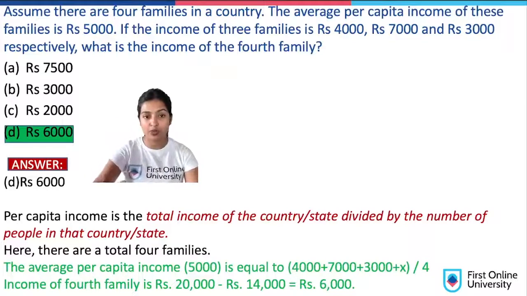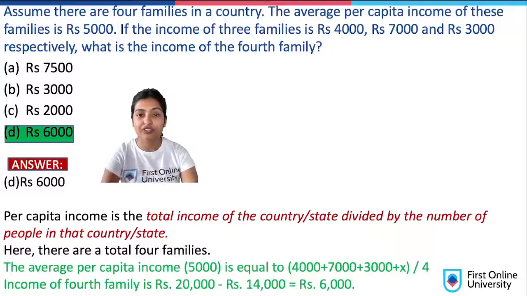Then coming to the numerator, we have to find the total income. The 3 incomes are given of the 3 families. Let us consider X as the income of the 4th family. So you have rupees 4,000 plus 7,000 plus 3,000 plus X, divided by 4, is equal to 5,000, which is given in the question already as the average. So solving for X, you get the answer as rupees 6,000.